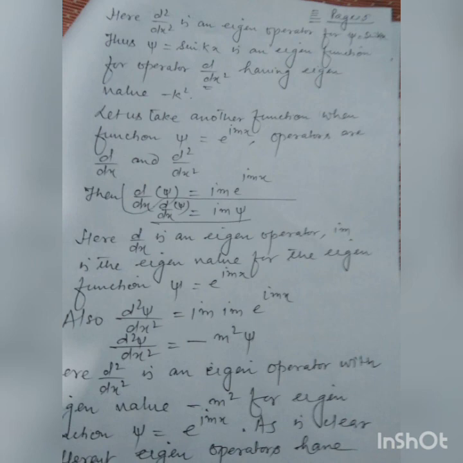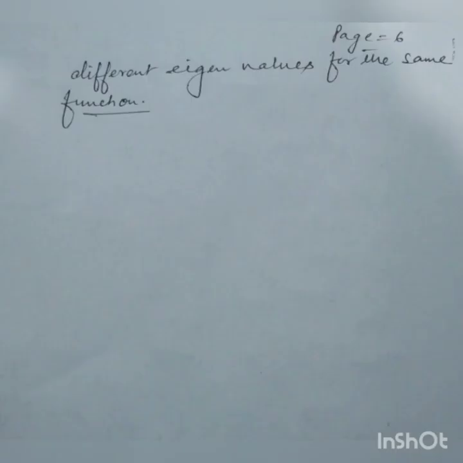d square psi upon dx square is equal to minus m square psi. Here d square upon dx square is an Eigen operator with Eigen value minus m square for the Eigen function psi equal to e to the power imx. As is clear, different Eigen operators have different Eigen values for the same function.